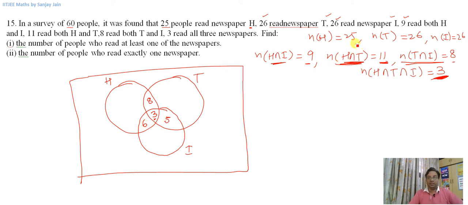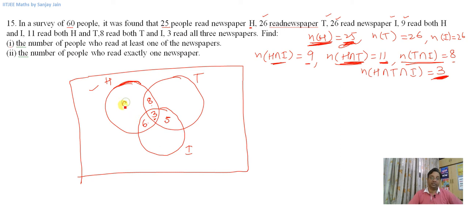Alright. Now the number of people who read newspaper H is 25. Right. So this circle which shows the readers of newspaper H should have 25 people in it, out of which 8 plus 3 is 11, plus 6 is 17, are written already.